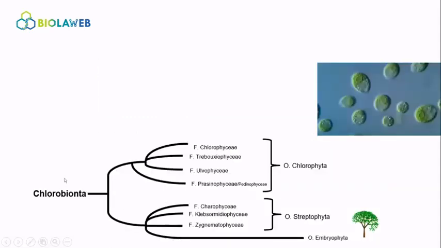Okay, these are the Chlorobionta. So this is a short phylogeny of this group, where you can find here higher plants. This is for you, Alexandra. No, the Charophyceae are here, sorry. So you have the Chlorobionta, two groups, the Chlorophyta.